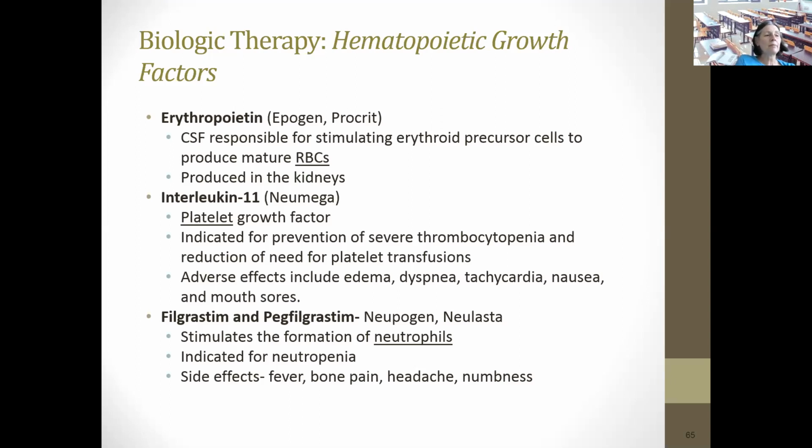Neupogen, filgrastim, and pegfilgrastim. These increase white cells. So if you have white cell suppression, leukopenia, and you're at risk for infection, I can give this drug and elevate your white count. So erythropoietin for red cells, interleukin-11 or Neumega for platelets, and Neupogen or filgrastim or pegfilgrastim for white cells. So those are the three hematopoietic growth factors that we give to combat the myelosuppression that can be so bad.